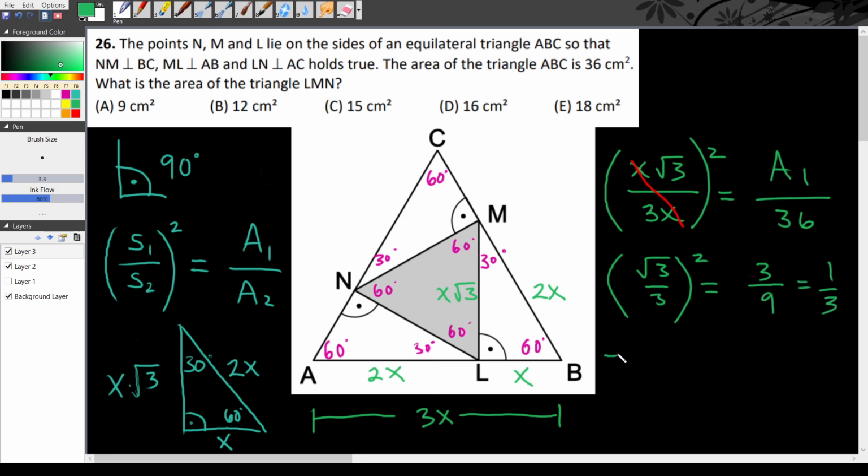And now we know that 1/3 is equal to A1 over 36. And so A1 has to be equal to 12. And this is in units of centimeters squared. So that would be answer choice B.